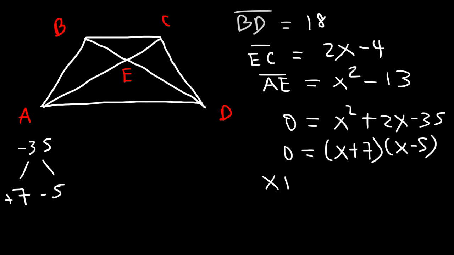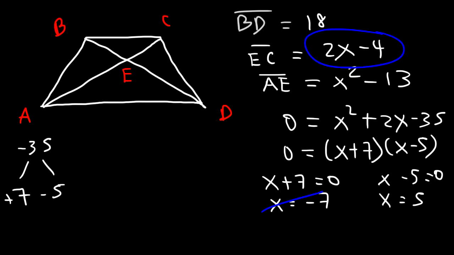And so if we set each factor equal to 0, we have two potential answers for this problem. x could be negative 7 and x can be 5. Now we need to get rid of this answer because that would mean EC would be a negative length. 2 times negative 7 minus 4, that's negative 18. And so that's not going to work. So this is the true value of x.